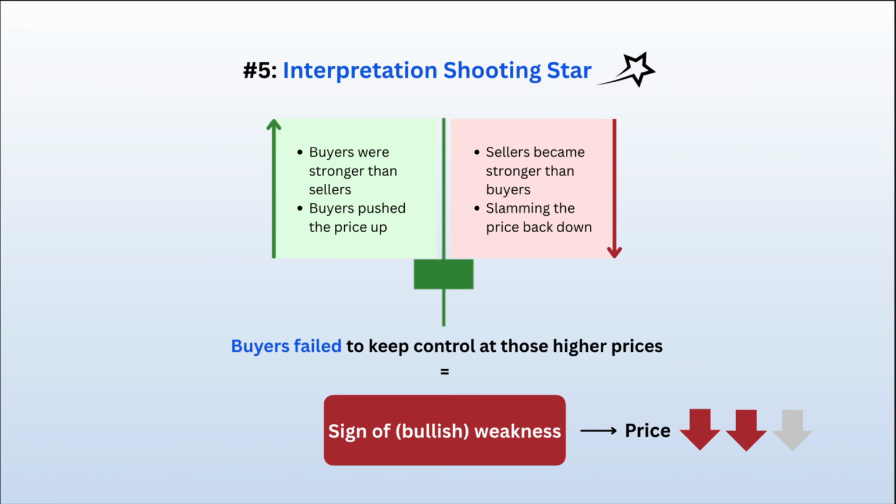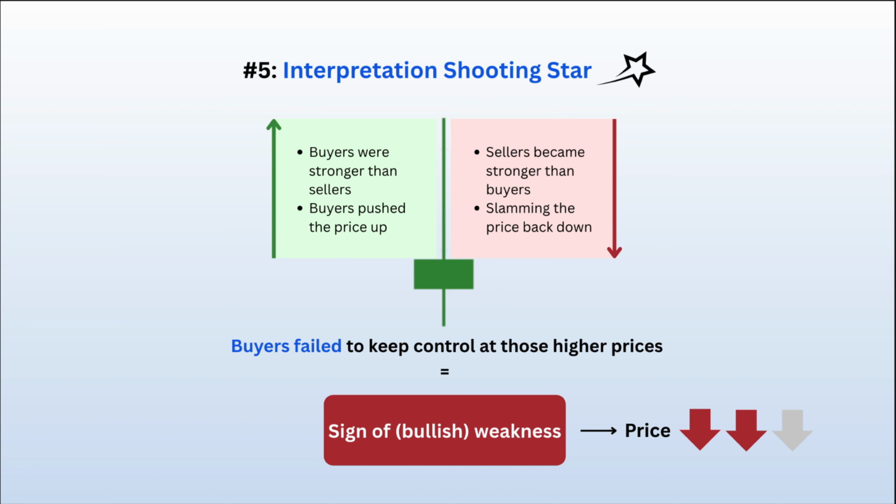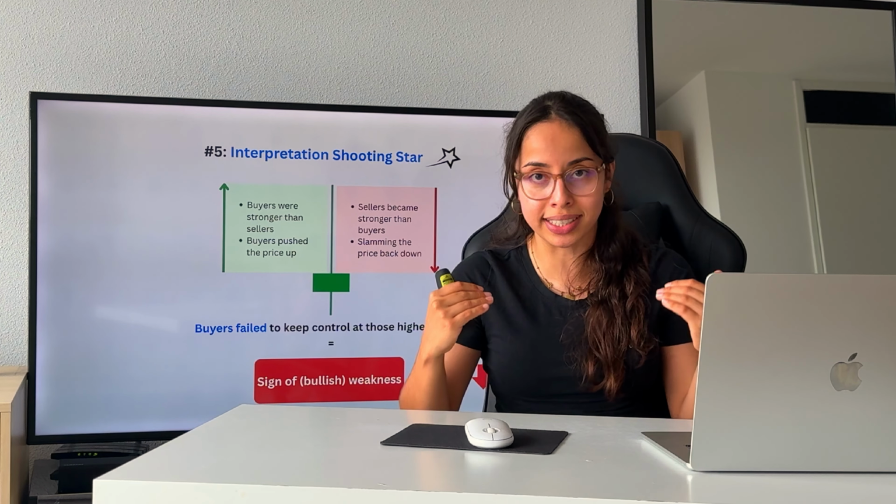And how likely it is to happen depends on the next candlestick, but it also depends on how deep the upper wick is. The longer the upper wick, the more the sellers stepped in, the higher the sign of weakness, the higher the likelihood of the price continuing to go down. This is a game of probability, guys. There's no certainty in trading.